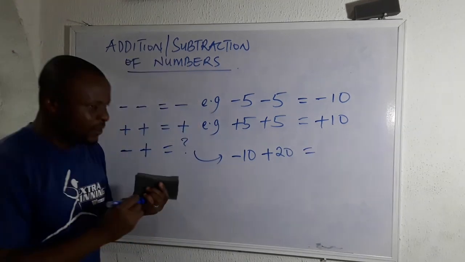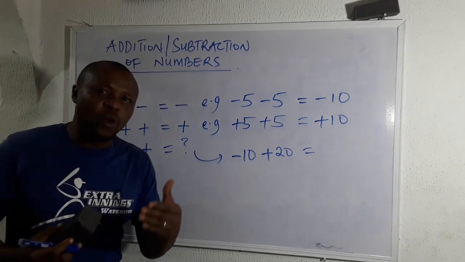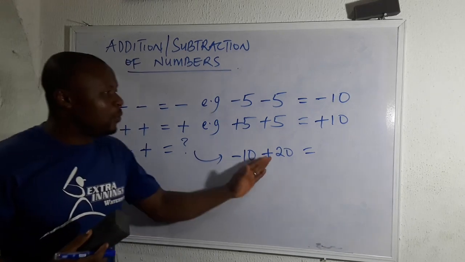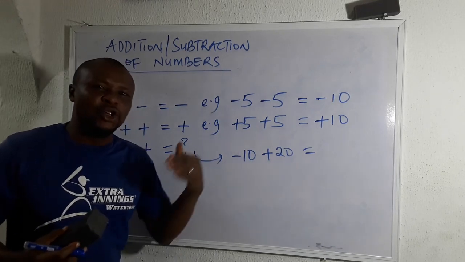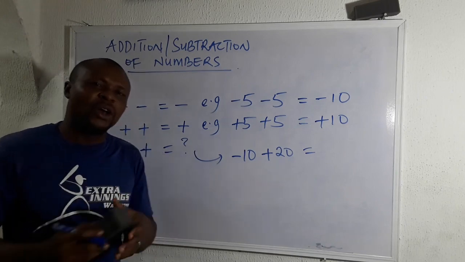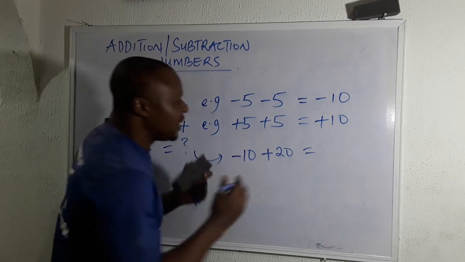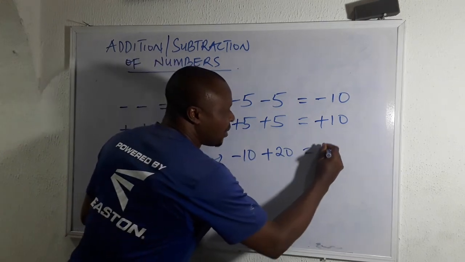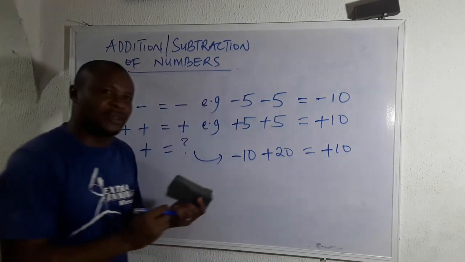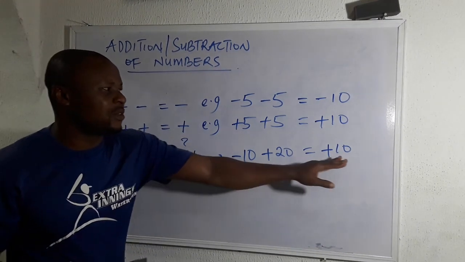What will this be? Now, minus 10 means you owe 10. Plus 20 means you have 20. If you pay the 10 you owe, what will you be left with? You'll be left with 10. So, that 10 you are left with is written as positive 10. That is plus 10. You see now the answer in this case is 10.